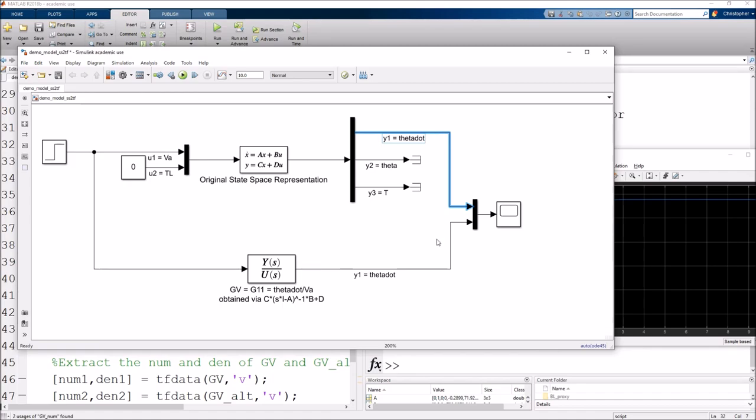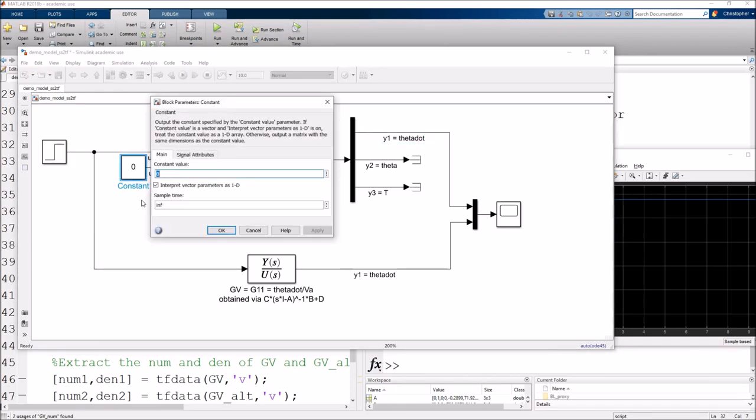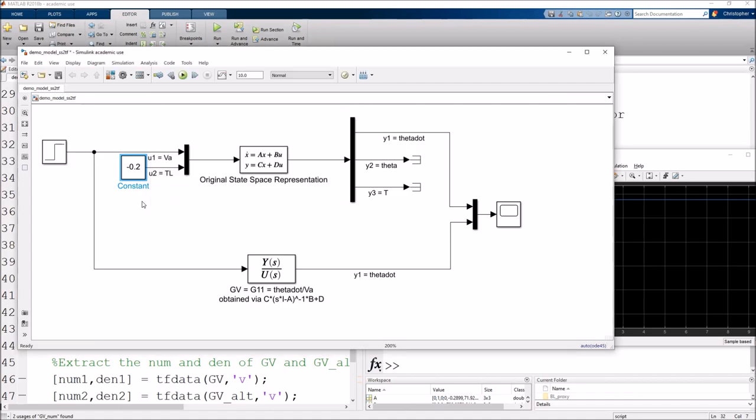Now, the thing we have to remember is this is assuming all the other inputs are zero. For example, if the second input was non-zero, let's make up some number, how about minus 0.2 or something like that. You put this in. Now, this state space representation is going to respond to both the step in armature voltage and this second input. So I expect this output to be very different than this one down here.